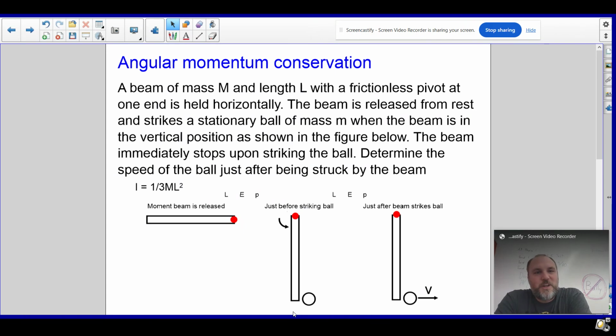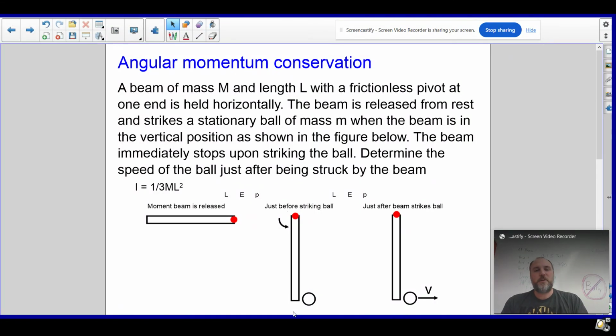Alrighty, guys. Today we're looking at angular momentum conservation. First, we're going to look at a collision that causes rotation, and then we're going to revisit Kepler's second law that we did all the way back when we did universal gravitation.